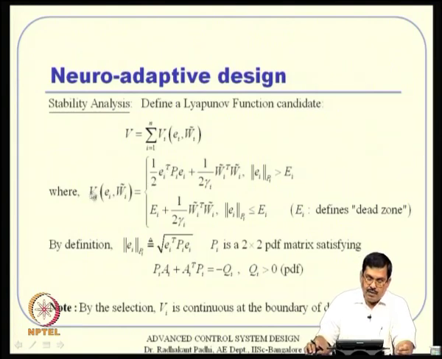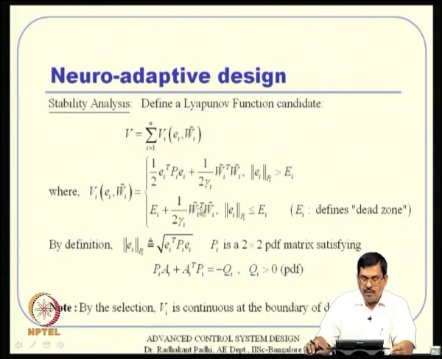And Vi I will define something like that, with some sort of a dead zone. If the pth norm of the error quantity is greater than a certain Ei, then I will take it that way. If it is less than that, I will simply consider that part of it. I am no more worried about minimizing that error quantity. If it is greater than that, I will define Vi to be like that.